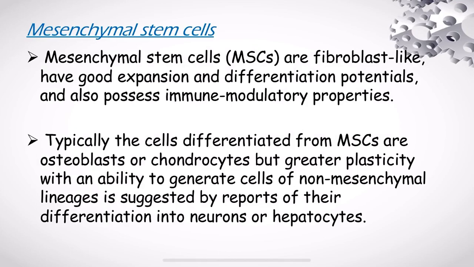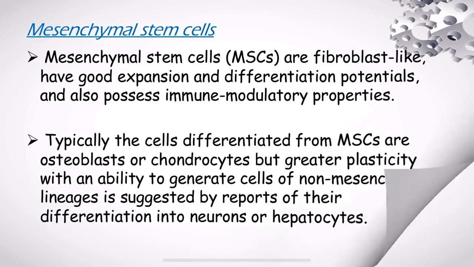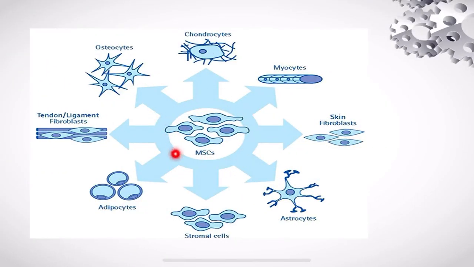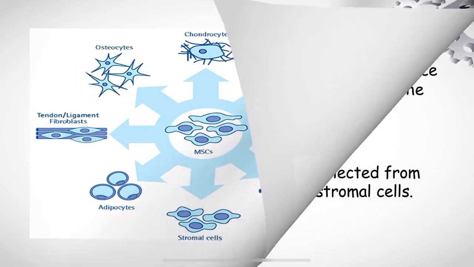Mesenchymal stem cells. Mesenchymal stem cells are fibroblast-like, have good expansion and differentiation potentials, and also possess immune modulatory properties. Typically, the cells differentiated from mesenchymal stem cells are osteoblasts or chondrocytes, but greater plasticity with an ability to generate cells of non-mesenchymal lineages is suggested by the reports of their differentiation into neurons or hepatocytes. So these are mesenchymal stem cells. They can give rise to chondrocytes, myocytes, skin fibroblasts, astrocytes, stromal cells, adipocytes, tendon or ligament fibroblasts, and osteocytes.